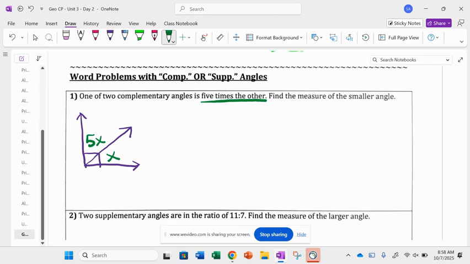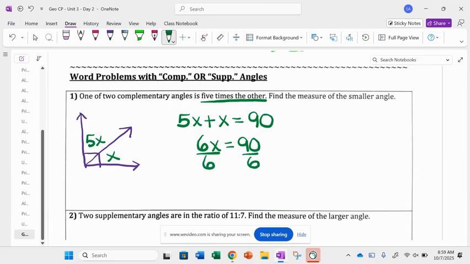So now, once you create your diagram, you're going to look and say, okay, based on this diagram that I just drew, can I make an equation? You got it. So you're saying 5x equals 90? There you go. 5x plus x equals 90. 5x plus x equals 90. So we're going to have 6x equals 90.